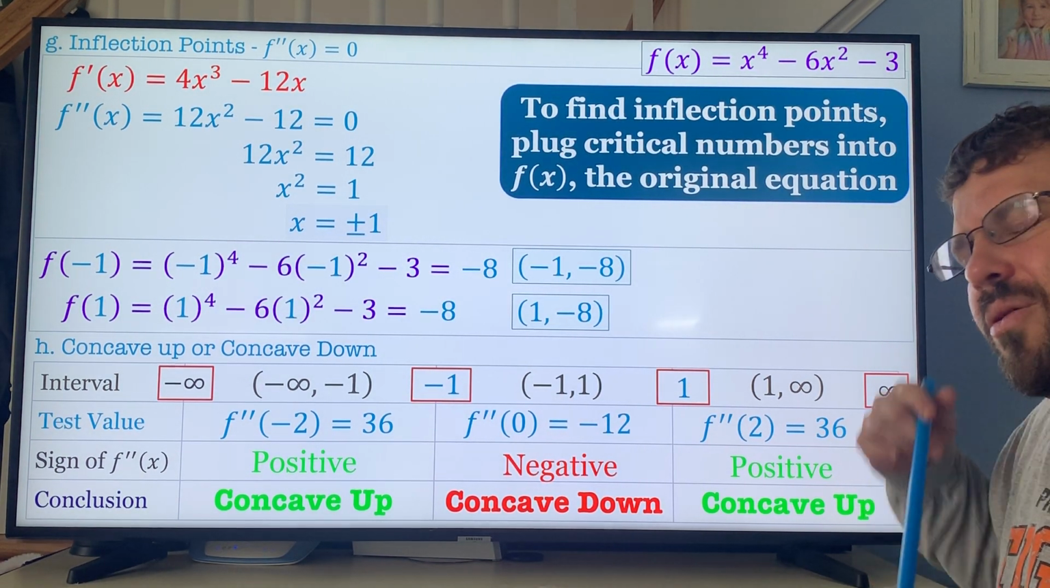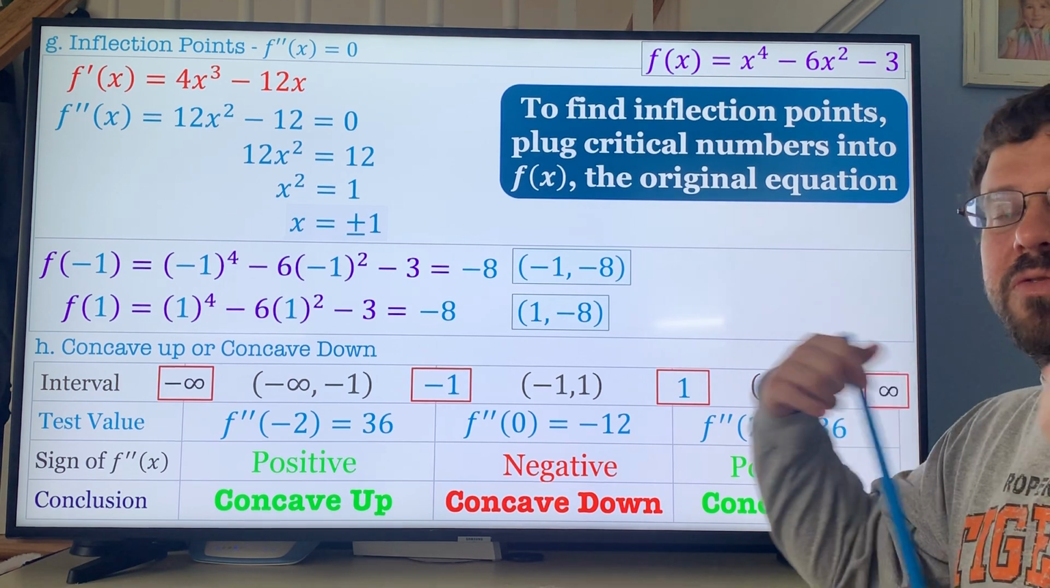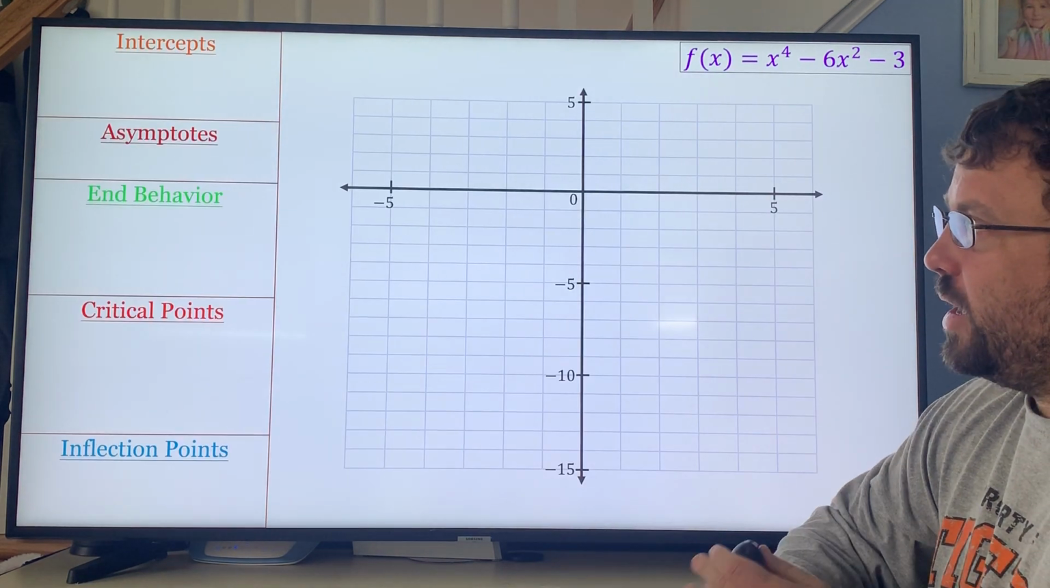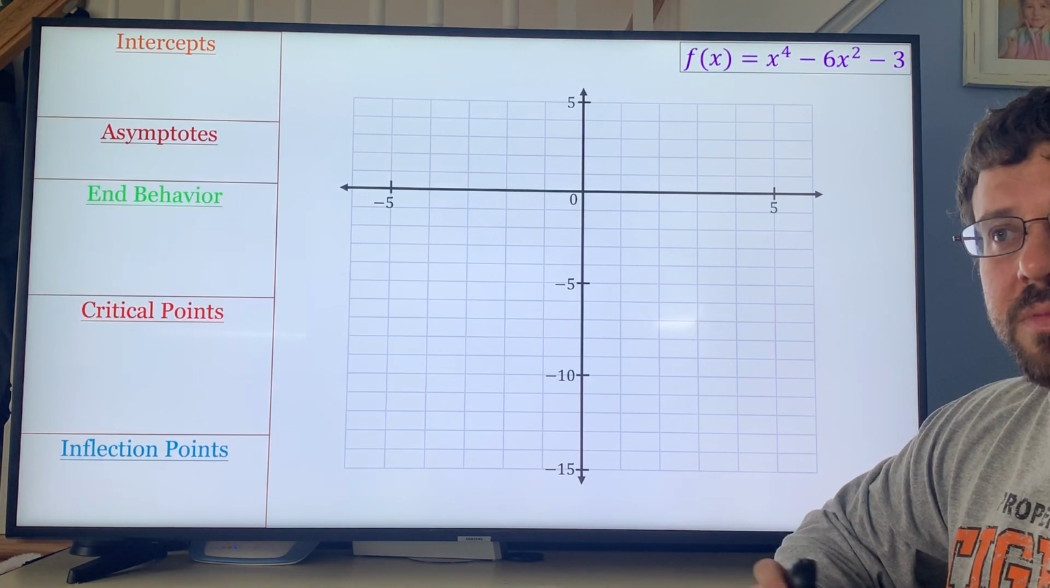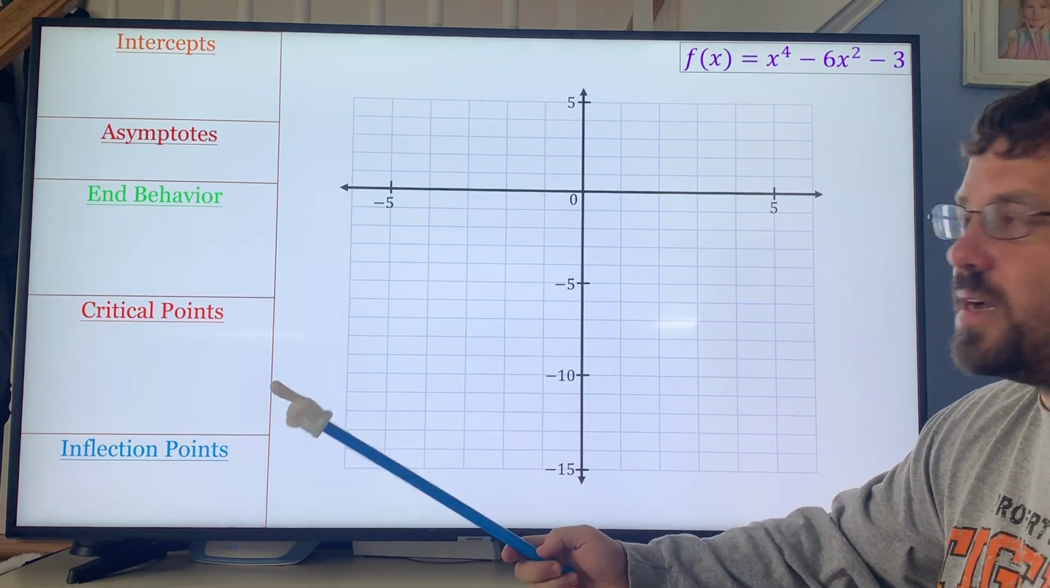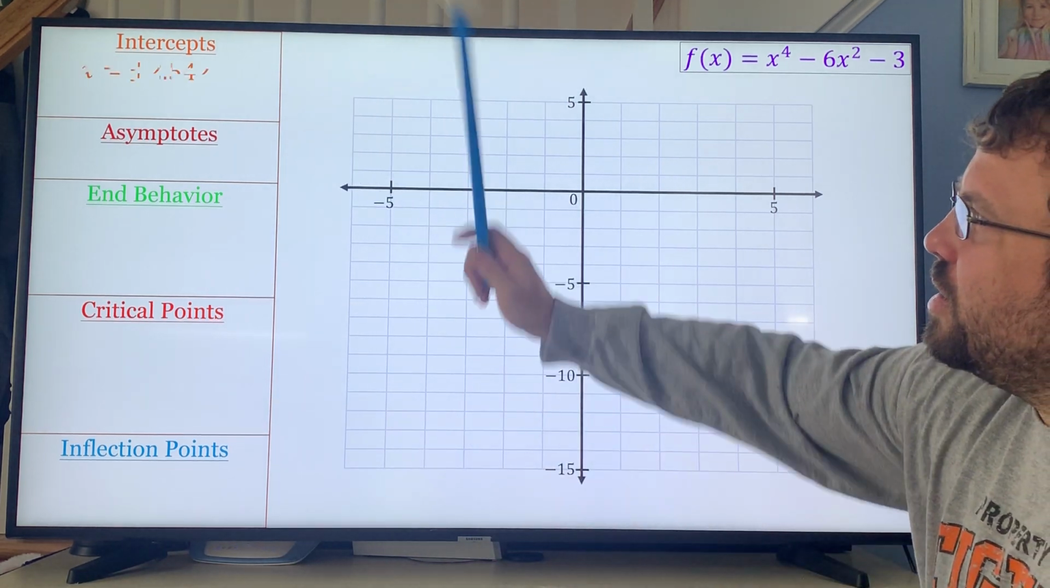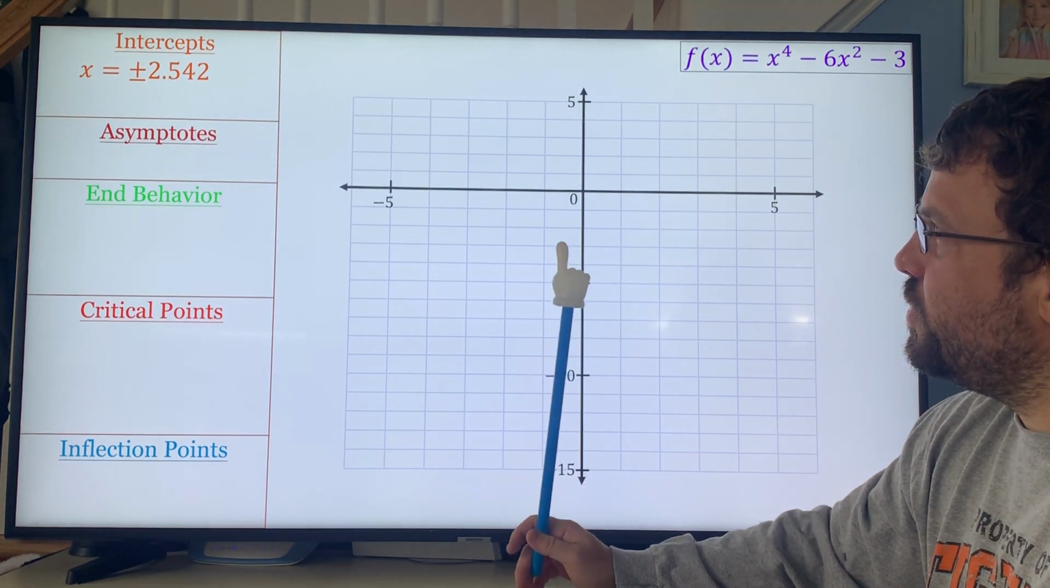So now what we're going to do is we're going to take all this information and create an actual graph now. And this is where the fun happens. So your intercepts. How do we know the intercepts? Well, you found them. That was in the top left box. All right, we found them to be plus or minus 2.52.